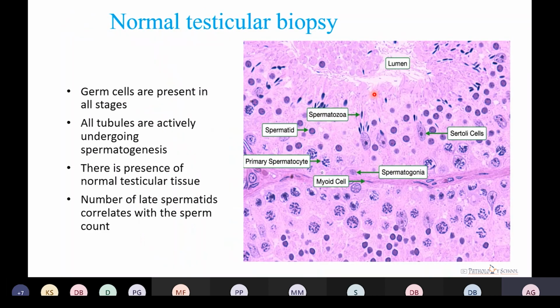In a normal testicular biopsy, the germ cells are present in all stages. All the tubules are actively undergoing spermatogenesis. There is presence of normal testicular tissue, and the number of late spermatids correlates with the sperm count.